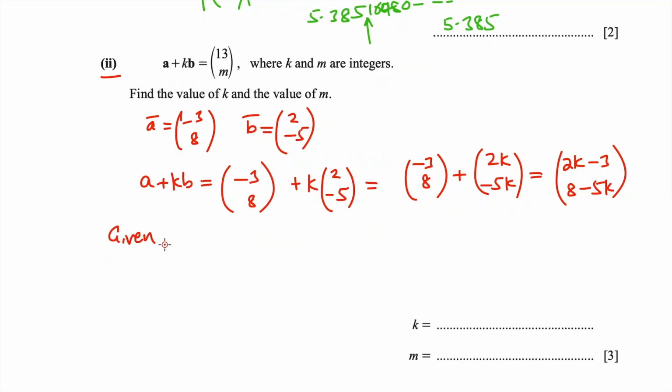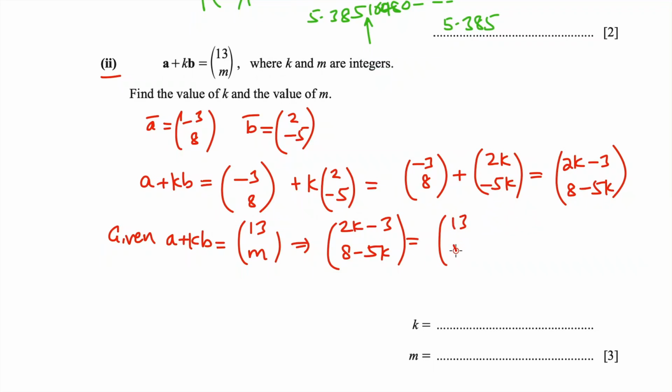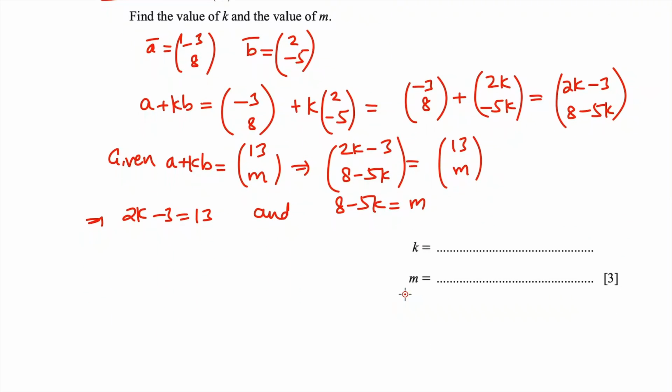So given A plus kB is equal to (13, m), 2k minus 3, 8 minus 5k is equal to 13 and m. And from here I can say 2k minus 3 is equal to 13 and 8 minus 5k is equal to m, because equal vectors means both the coordinates should be equal to each other. And so 2k minus 3 is equal to 13. So therefore 2k will be equal to 13 plus 3, 16. k will be equal to 8. So the value of k is 8.